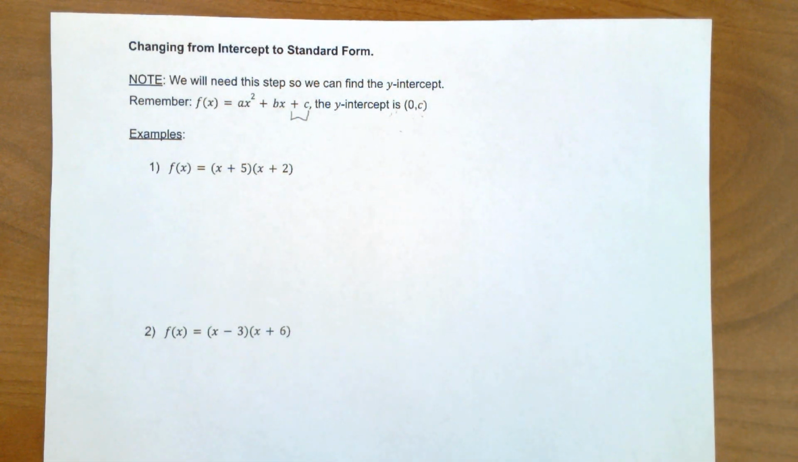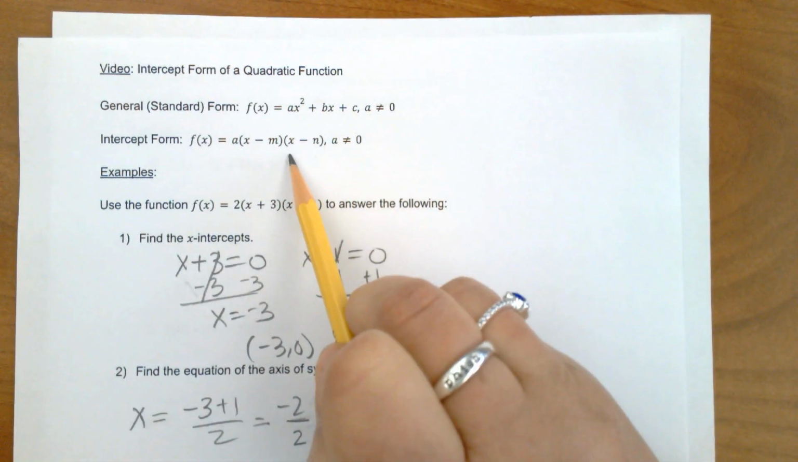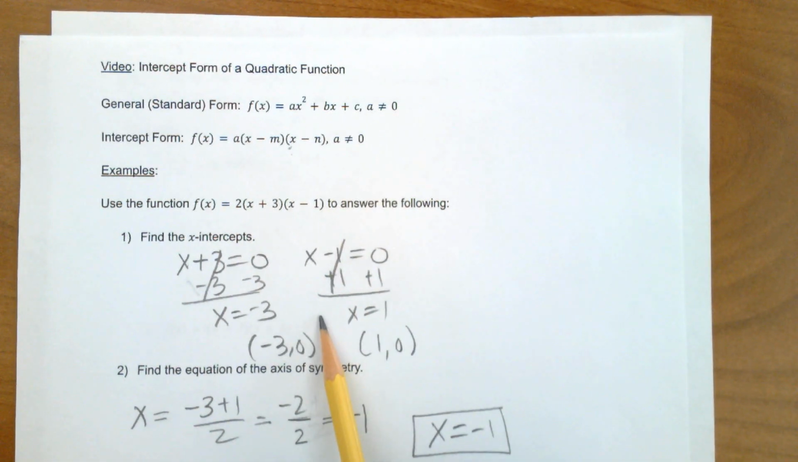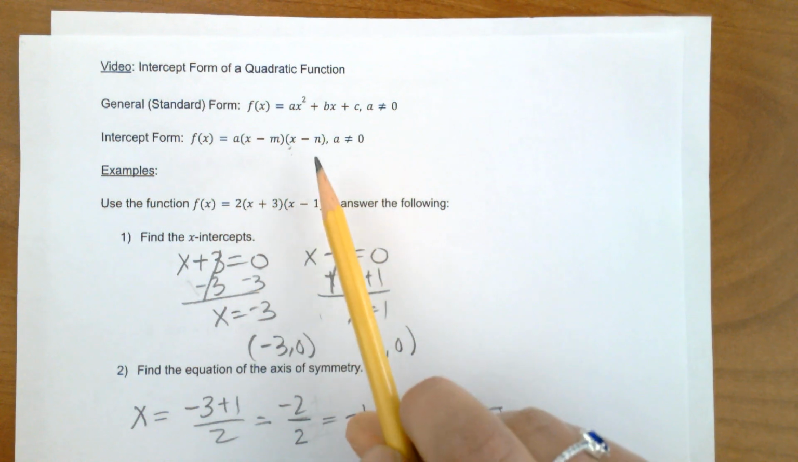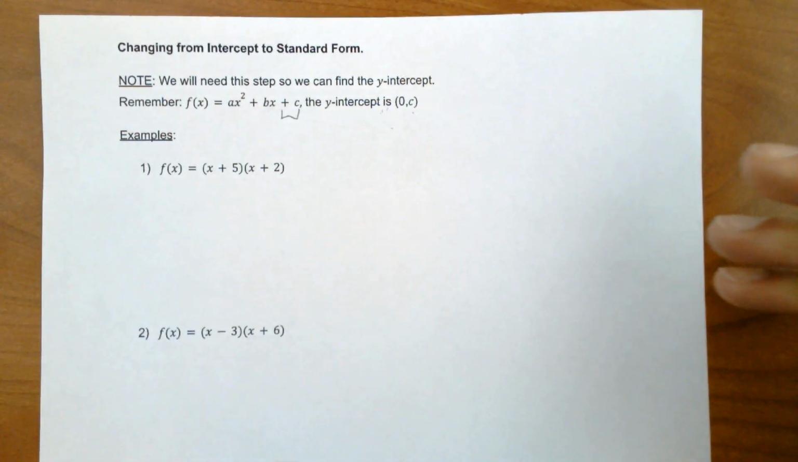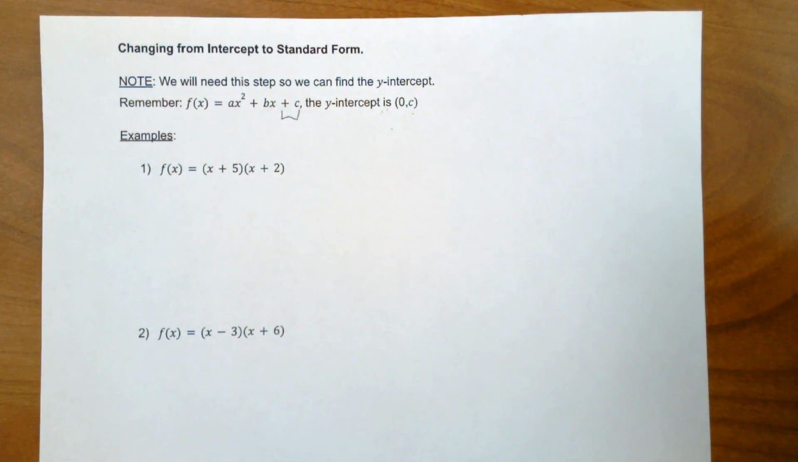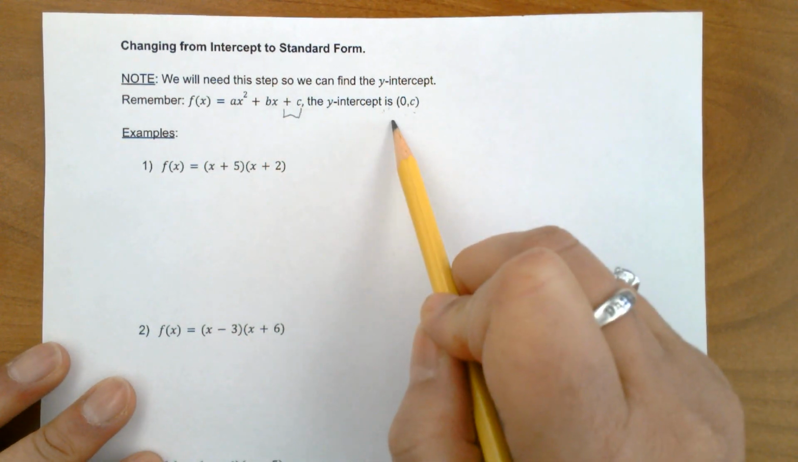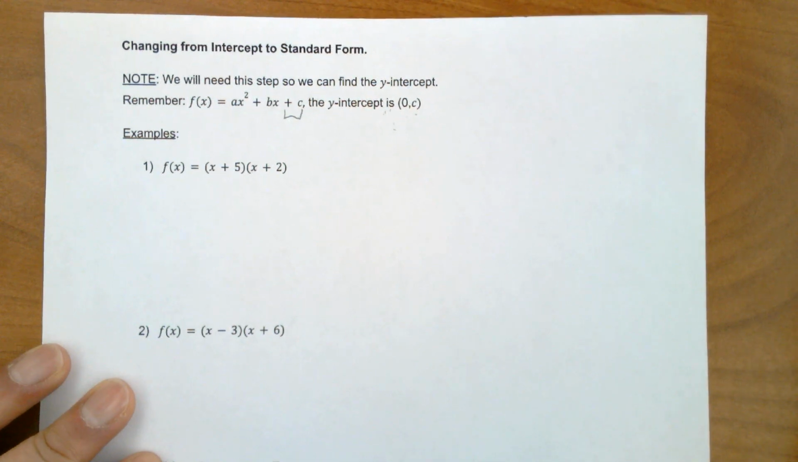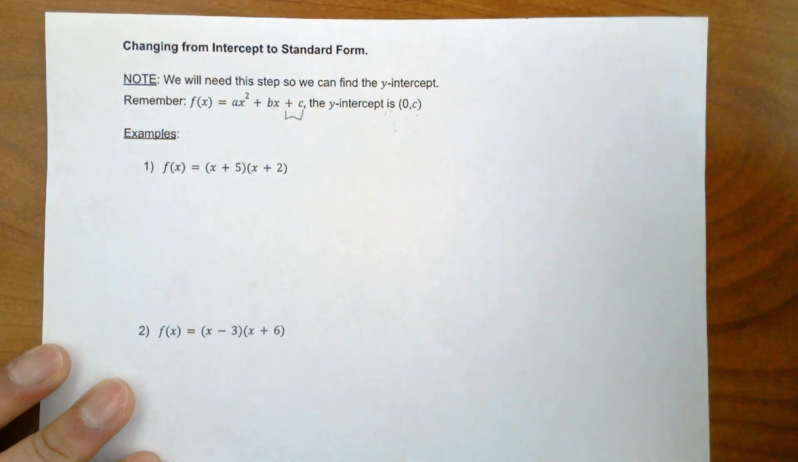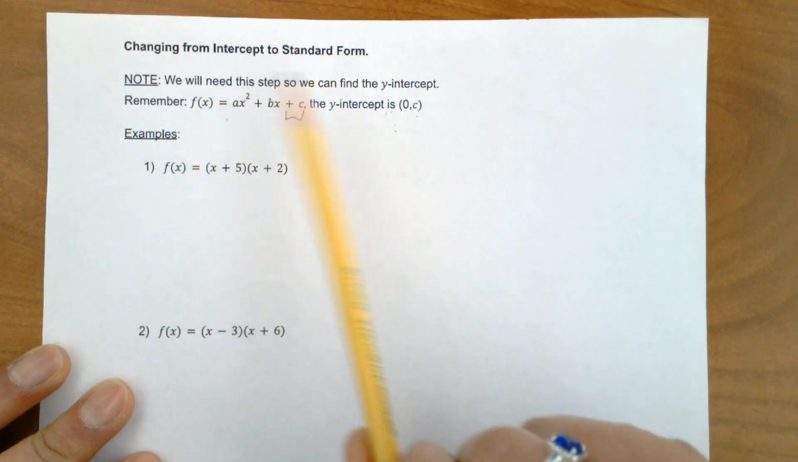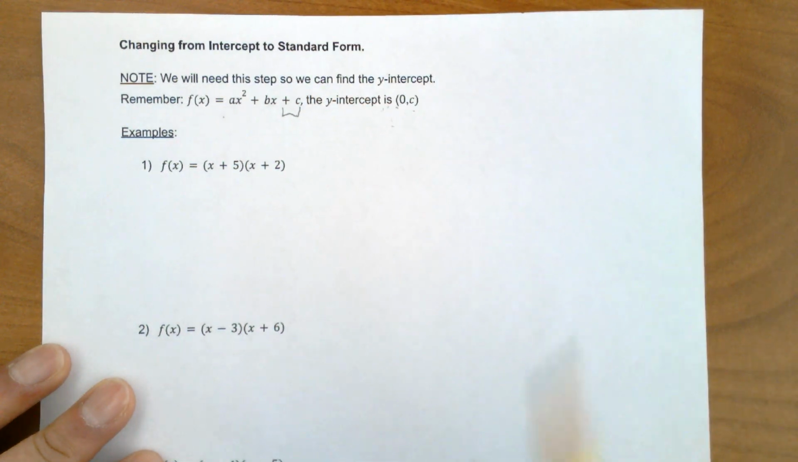If you go back to vertex form here, we can't find the y-intercept here. We can find the x-intercepts nice and easy, but we cannot find the y-intercept. And so that's why we would have to change from intercept form to standard form, is to find the y-intercept and put it as that point 0, c. So that's what we're going to do for these examples. The first thing is we are going to change to standard form, and then we're going to write down the y-intercept.